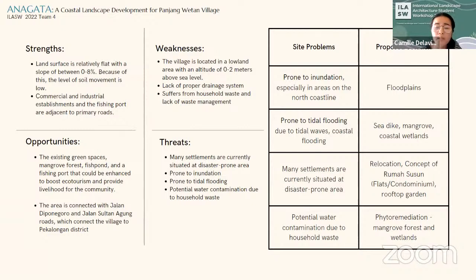mismanagement. Now, before we proceed with the design, we identified the existing issues surrounding Pekalongan city, which hamper the area's growth, and along with it are our proposed long-term solutions. So for the area prone to inundation, especially on the north coastline, the solution could be floodplains. We have sea dike, mangrove, and coastal wetlands for the area being prone to tidal flooding due to tidal waves or coastal flooding. Many settlements are also currently situated in disaster-prone areas, so we are thinking of relocating these settlements and using the concept of rumah susun for the flats condominium with rooftop garden for the village's sustenance.